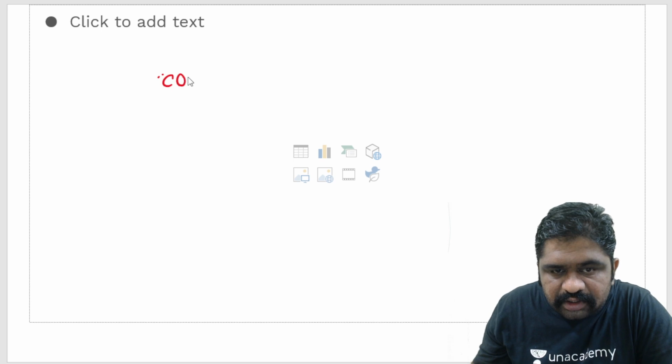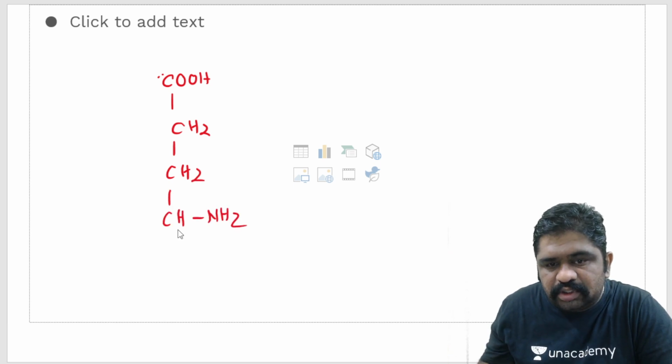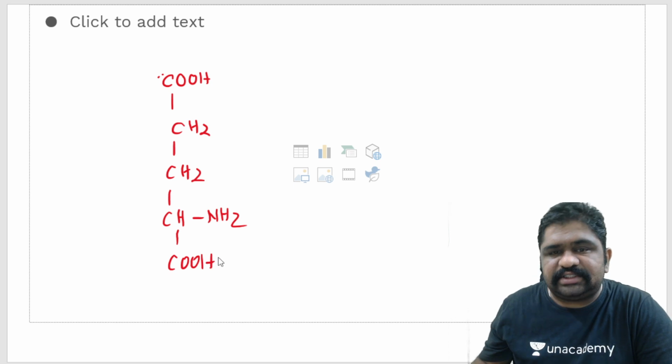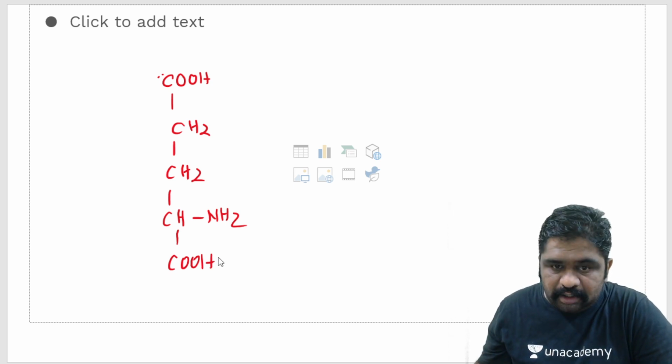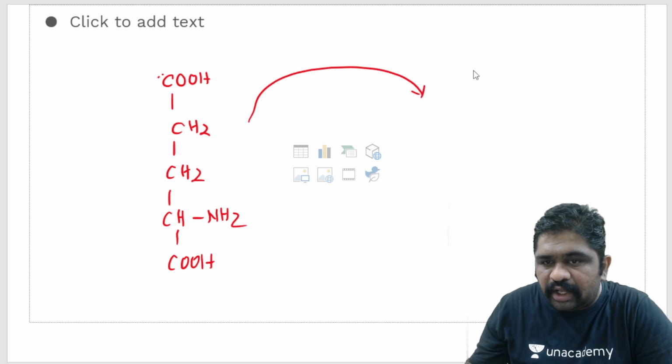We draw this here: COOH, CH2, CH2, CH, NH2, COOH. This is the structure of glutamate. Now what am I saying? I am trying to convert glutamate into alpha ketoglutarate.